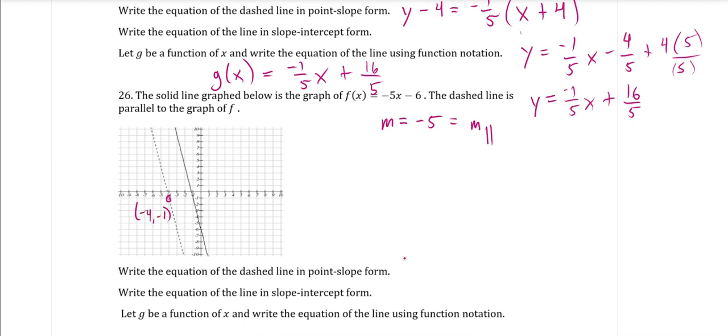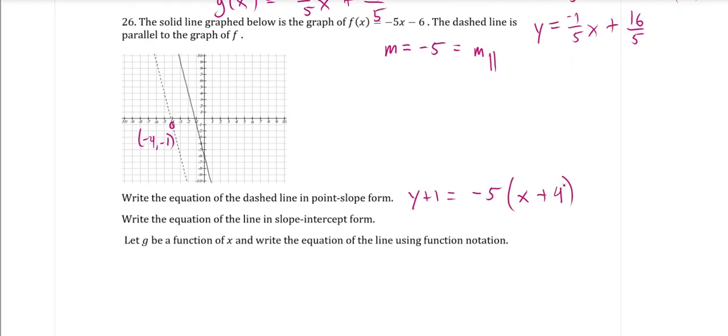So to put this in point slope form, I would have y plus 1 is equal to negative 5 times x plus 4. If I distribute my minus 5, I get a minus 20 here, and minusing another 1 from that, we get minus 21. So this would be y equals negative 5x minus 21.